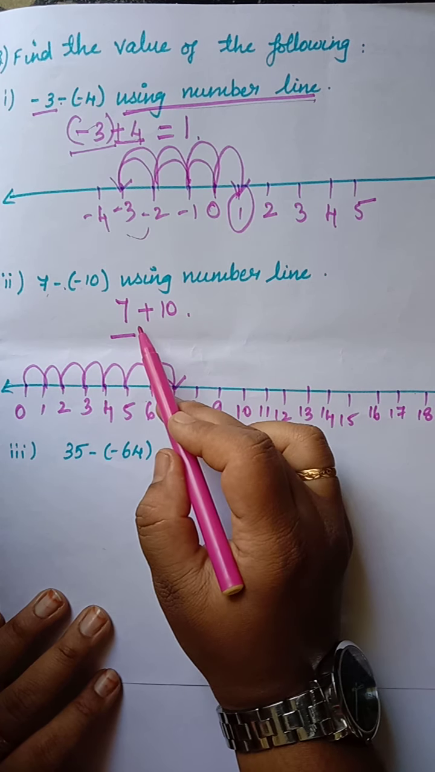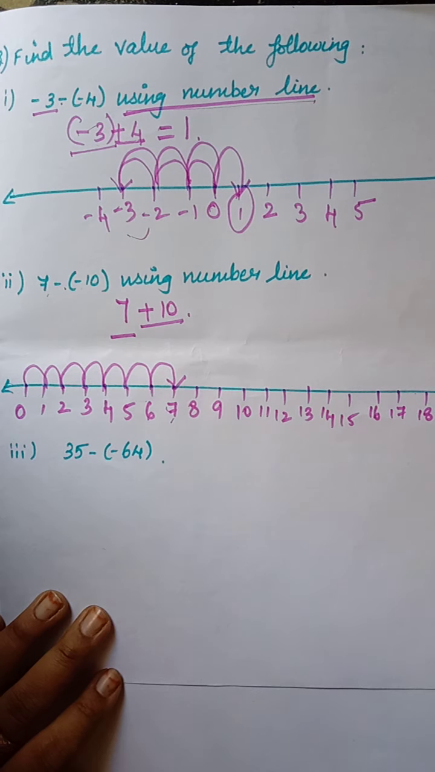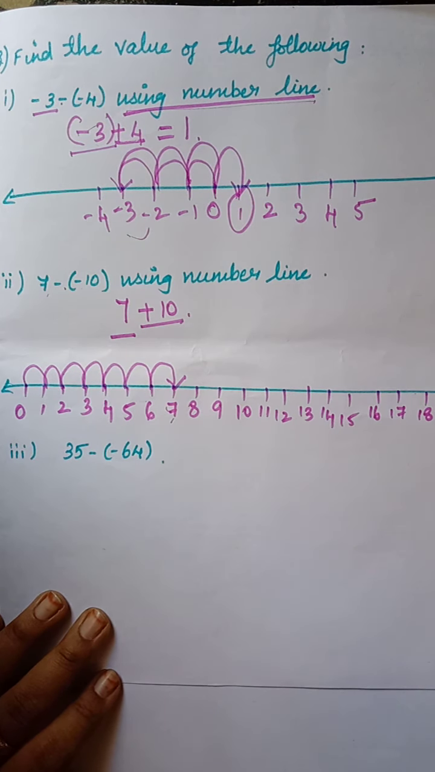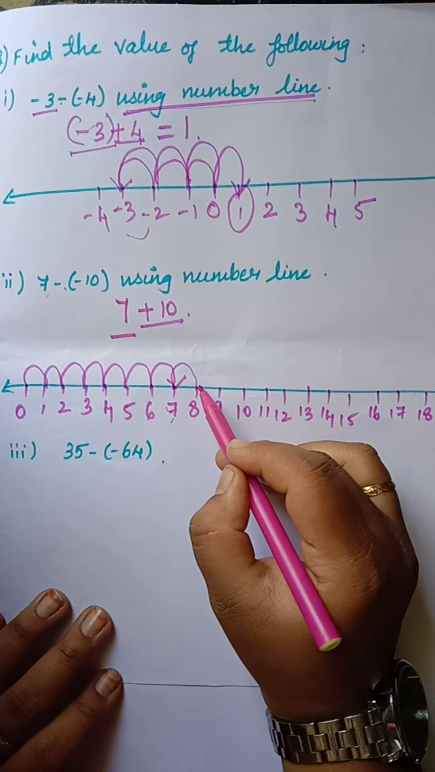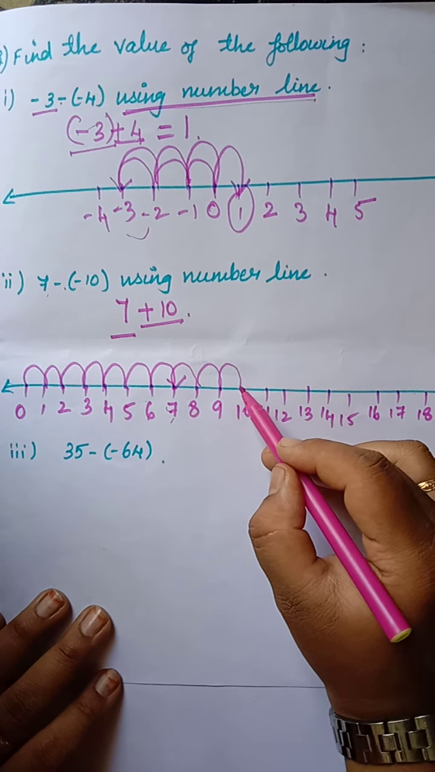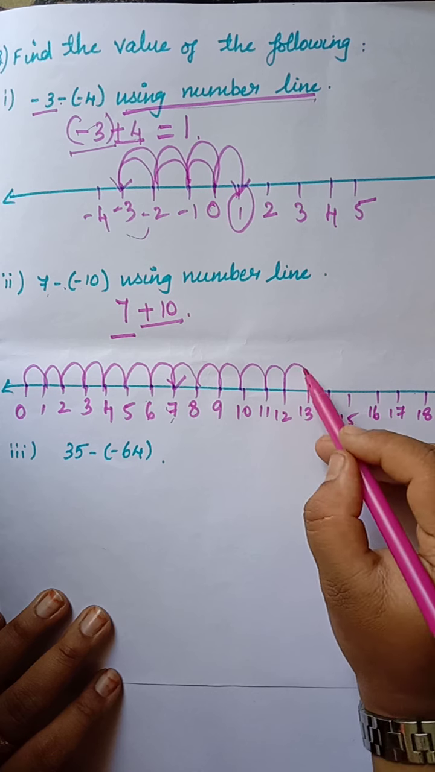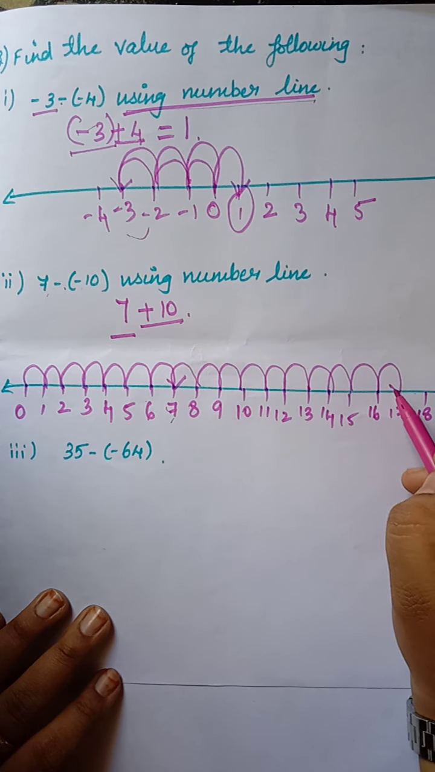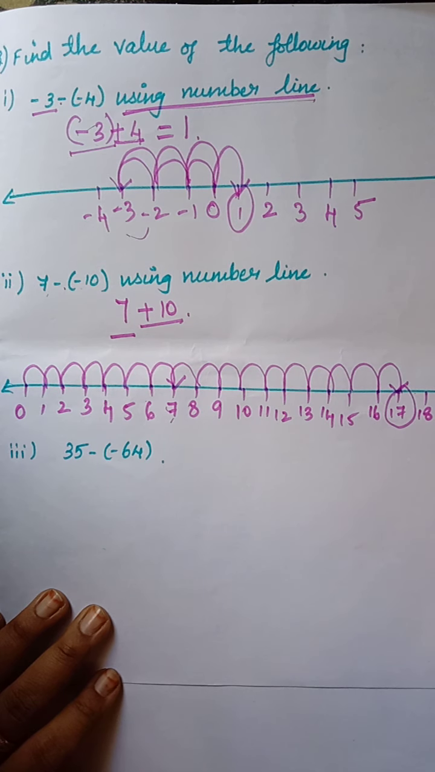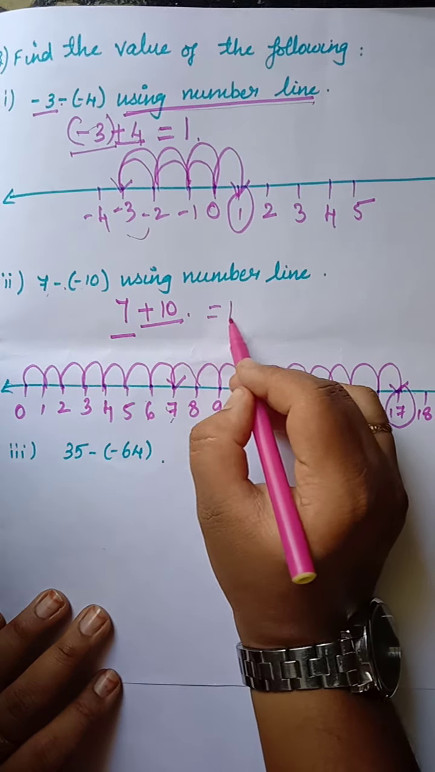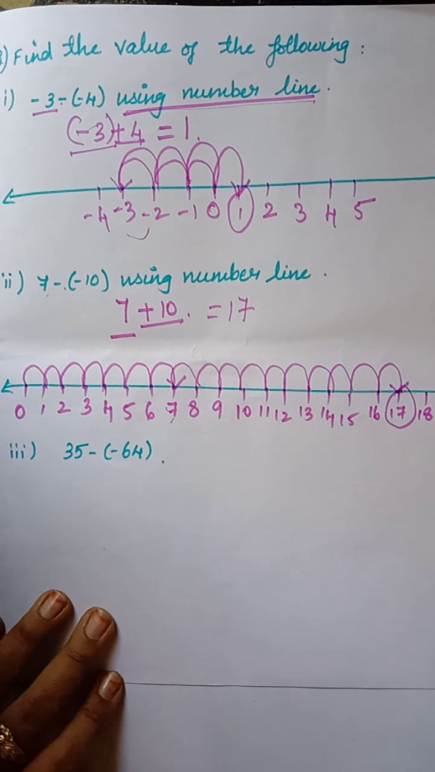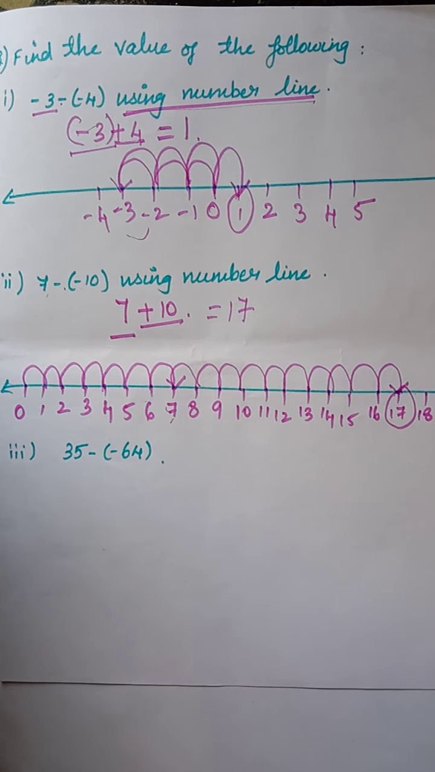Then what is the number they have given? That is plus 10. Plus 10 means from here we have to move 10 units to the right-hand side: 1 2 3 4 5 6 7 8 9 10. So you will be at 17, right? So your answer here is 17. So 7 plus 10 equals 17. You can simply give the answer by looking at the question itself.